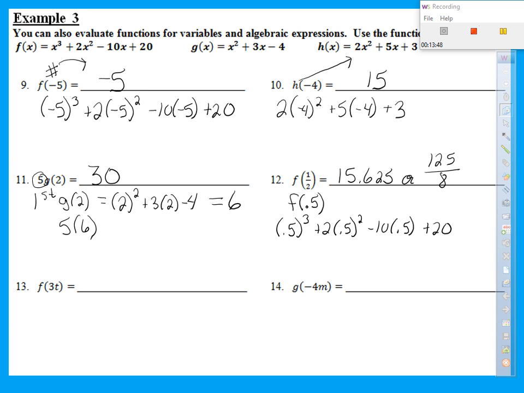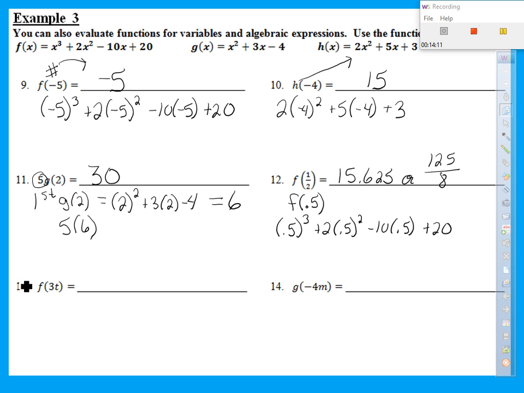Now, I'm going to switch gears just a little bit. Number 13 and 14, notice that they have variables in them. On number 9 through 12, if you plug in a number, you're going to get a number. But now on number 13, if you plug in something with a variable, you'll probably get something with the variable. But the steps are going to be the same.